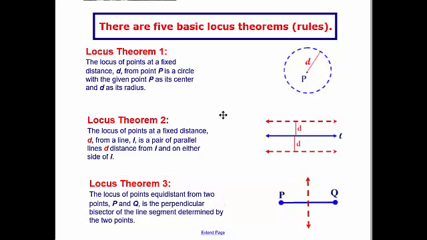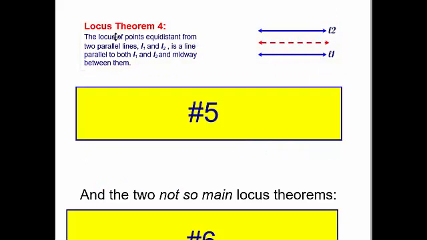The third locus theorem is the locus of points equidistant from 2 given points. And we know this from the perpendicular bisector of a segment theorem, that any point on that line is going to be equidistant from the endpoints of the segment. The locus of points equidistant from the endpoints of the segment would be the perpendicular bisector. The fourth locus theorem: the locus of points equidistant from 2 given parallel lines would be a line parallel to both the given lines and midway between them.